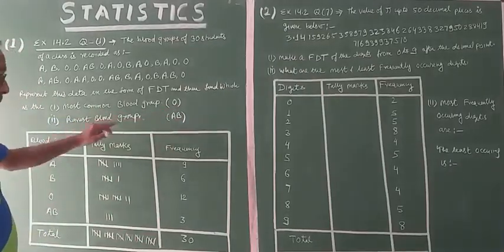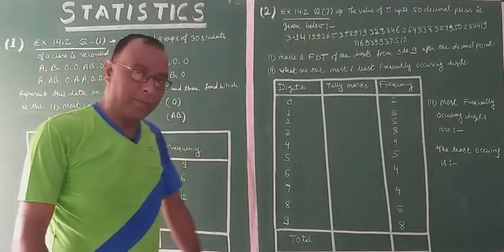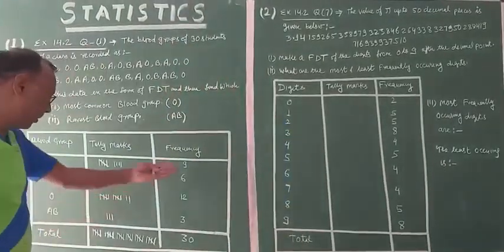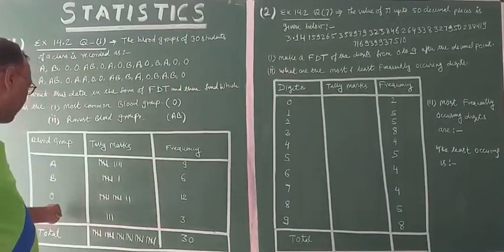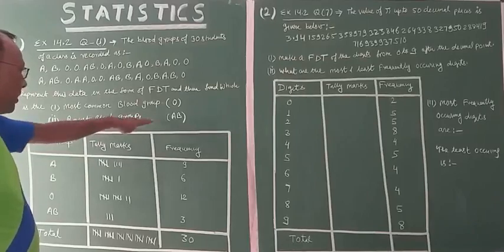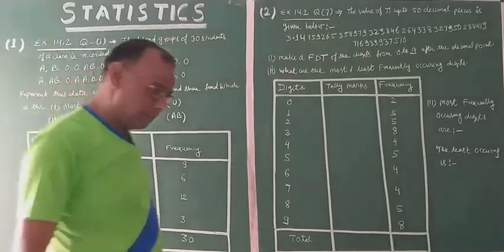Next one, the rarest blood group, which is found the least. So just look in this table. 3 is the frequency of blood group AB. Therefore blood group AB is the rarest blood group. Okay.